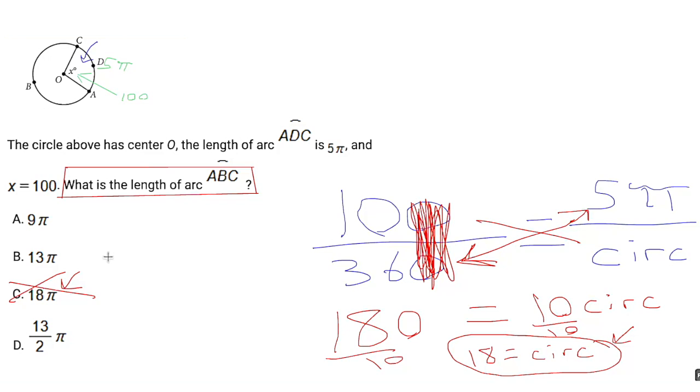Our answer is going to be the circumference minus 5 pi, right? Because we want just the rest of the circle. So if we take our circumference 18 pi and we subtract the 5 pi, we're left with 13 pi, right? Or just 13, because they all have pi in the answer. So our answer is actually going to be B.